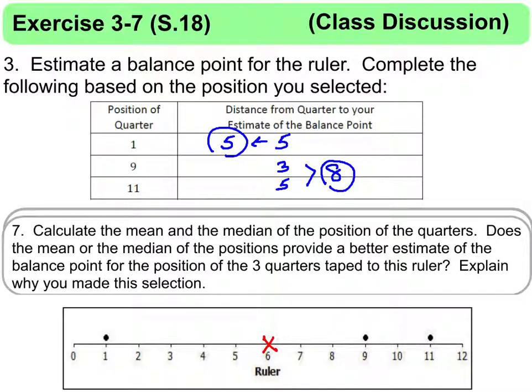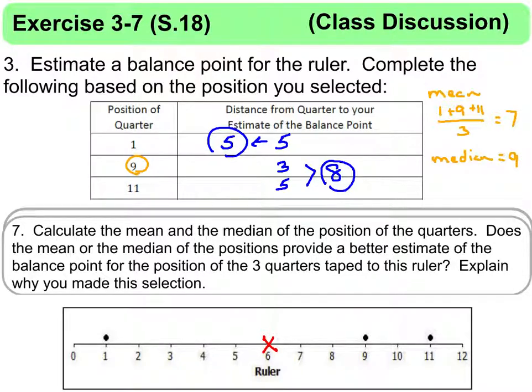So if we look at the mean, to find that, all I would do is take 1 plus 9 plus 11, and I will divide that by 3. So 1 plus 9 plus 11 is 21. We'll divide that by 3, and we're going to get a mean of 7. If we looked at the median, the number that's in the middle, well, there's only 3 numbers, a 1, a 9, and 11. So our median would equal 9.